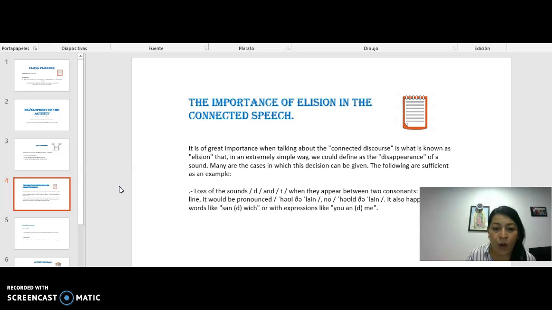Elision, in an extremely simple way, we will define as the disappearance of a sound. There are many cases in which elision can be found. The following are sufficient as an example. Look at the sounds d and t when they happen between two consonants, or the l involved in the pronunciation. Well or the line, now, well or a line. It also happens with words like sandwich or with expressions like you and me.